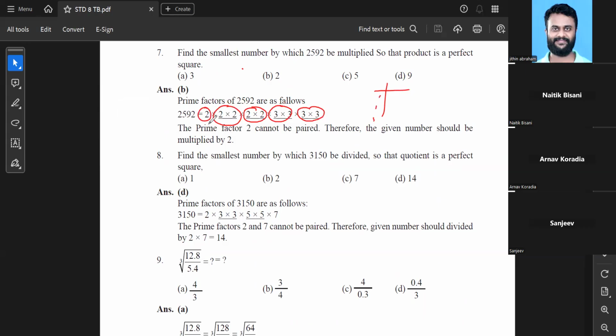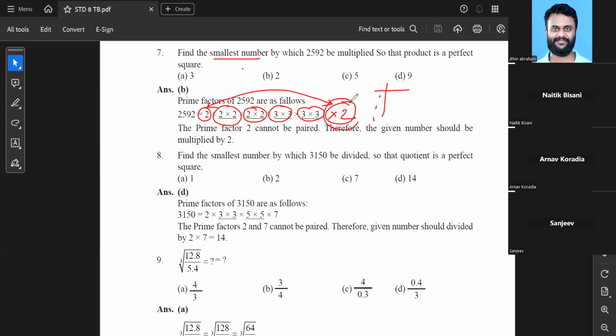Now since this is alone, right now this is not a perfect square, but इसको आप perfect square बनाना अगर चाहते हो, if you wish to make it a perfect square, you will have to multiply an extra 2 over here so that these two become a pair together and then the whole number becomes a perfect square. Okay, so the question was what number should be multiplied so that it becomes a perfect square?